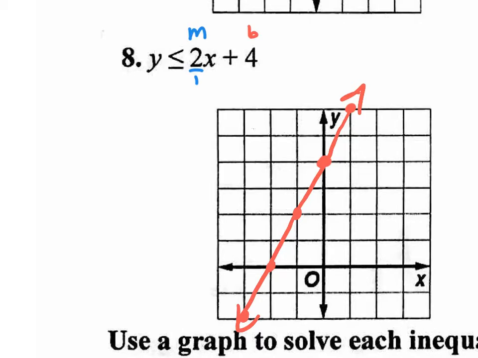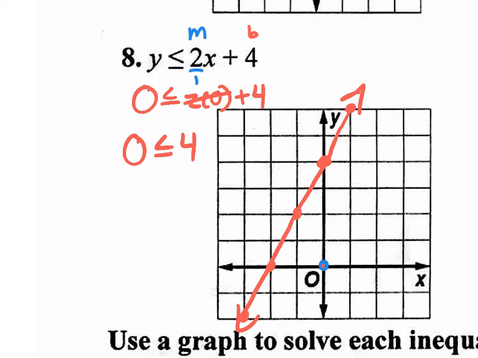The easiest point to test is 0, 0. If I plug in a 0 for x, it's going to say 2 times 0. If I plug in a 0 for y, it's going to be a 0 right there in place of y. Don't forget about the plus 4 that's still on the right side of the inequality. So what does this inequality say? It says 0 is less than or equal to 2 times 0 is nothing, plus 4 is 4. That's true.